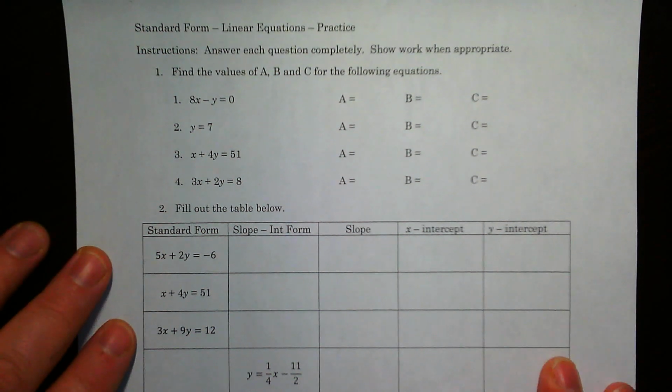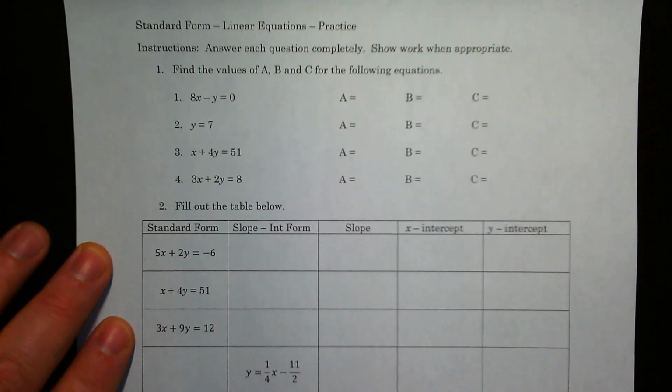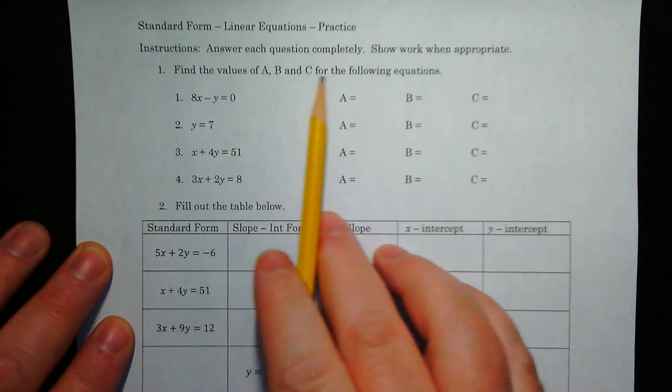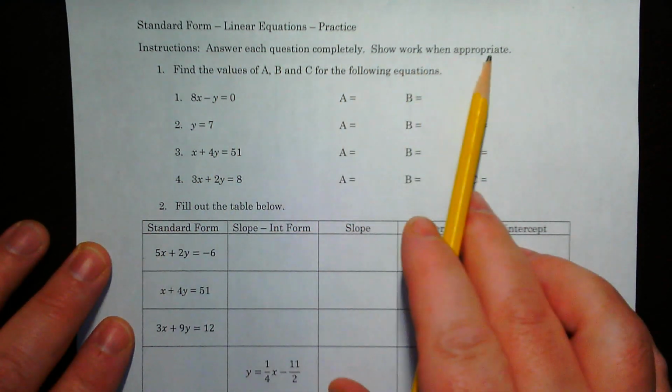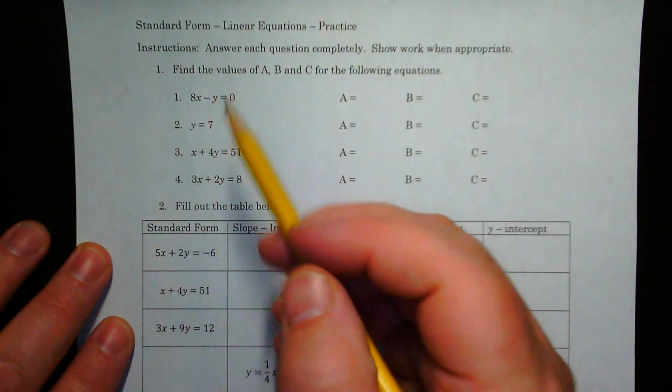Alright, let's go through this standard form homework right here. It says to find the values of a, b, and c for the following equations. You have to answer every question completely, and you've got to show work when it's appropriate. So let's get to it.